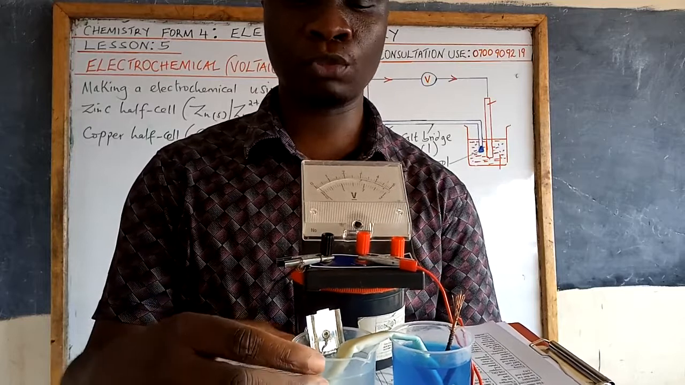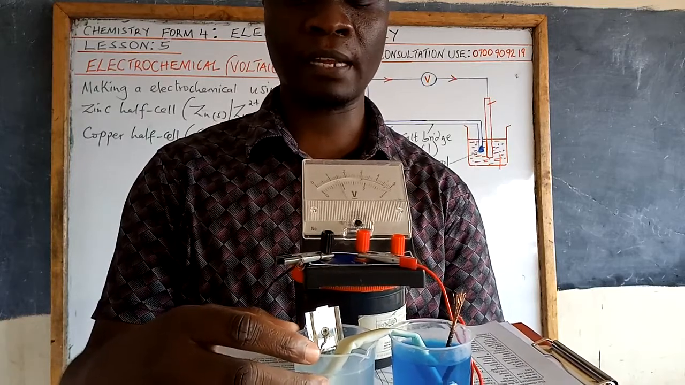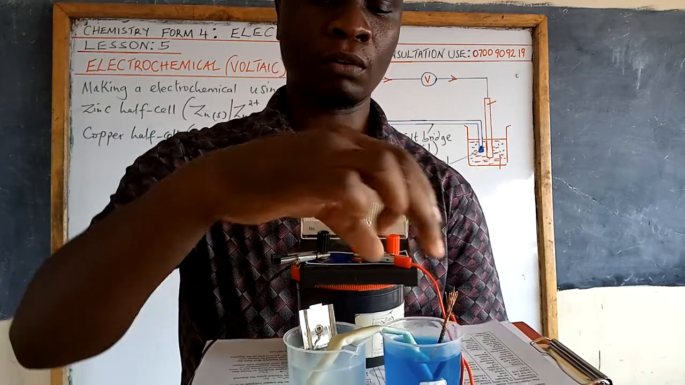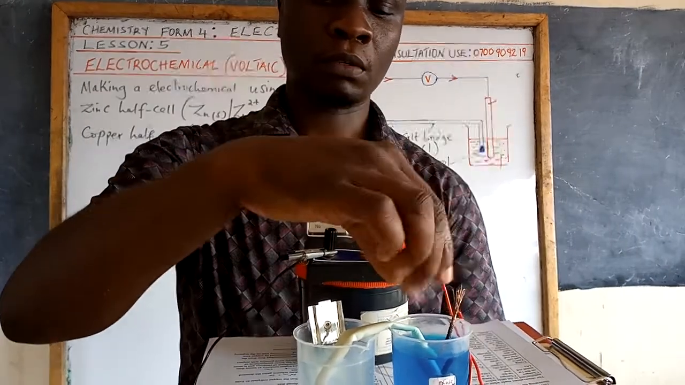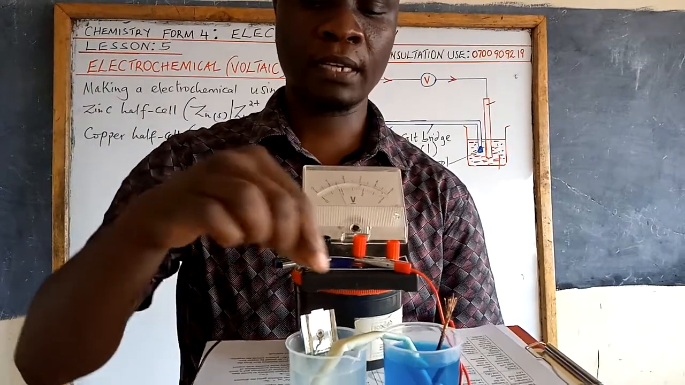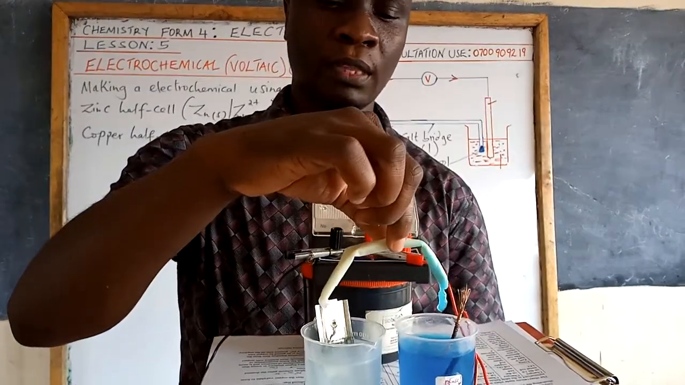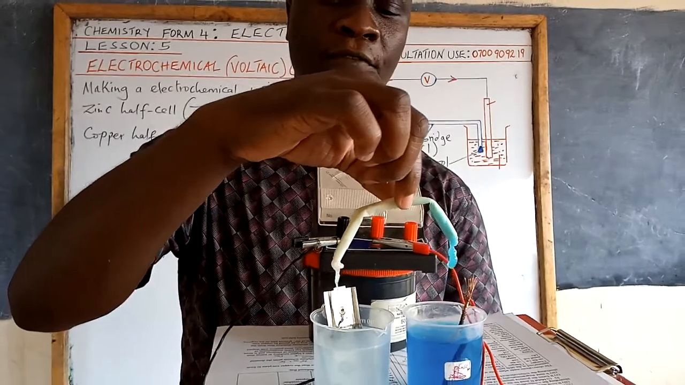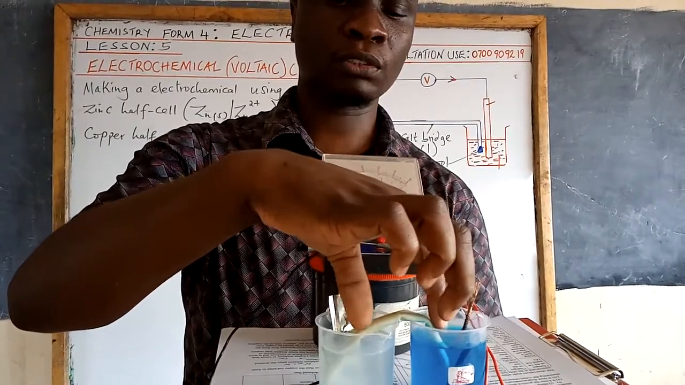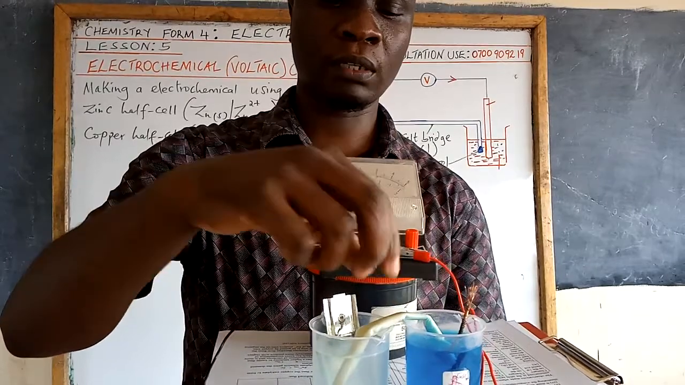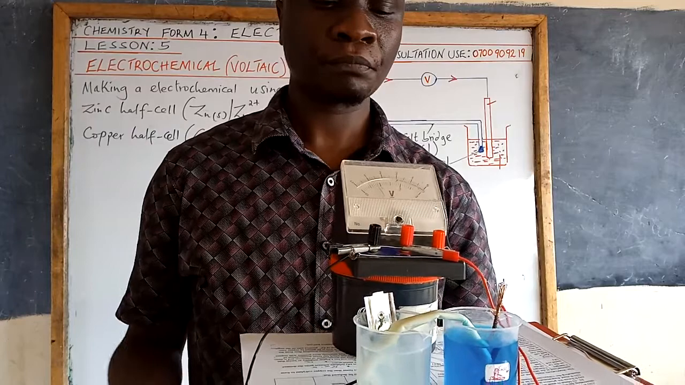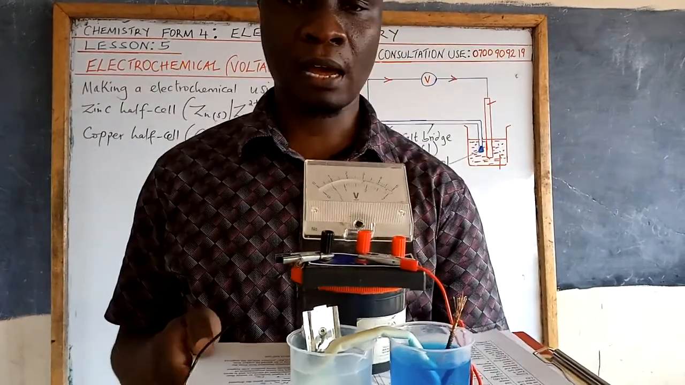So this is how you set up. You need a solution containing zinc ions: zinc nitrate, zinc sulfate, zinc chloride. I've used zinc chloride. Then also a solution containing copper ions. Then when you connect, you use the salt bridge. So there we have the salt bridge. We have the cotton wool at the end, which helps to contain the salt solution inside, and it is also a good absorber, so it will absorb most of the solution. So this is how to set up.